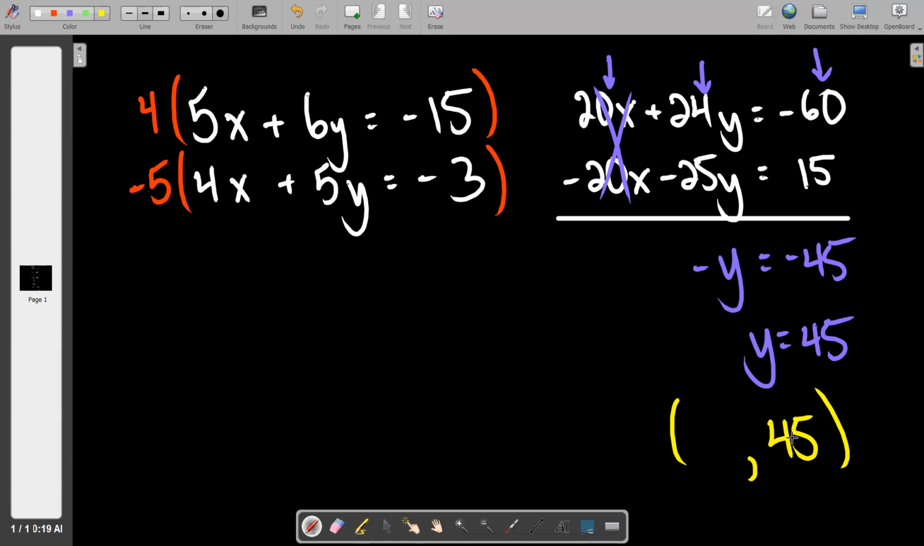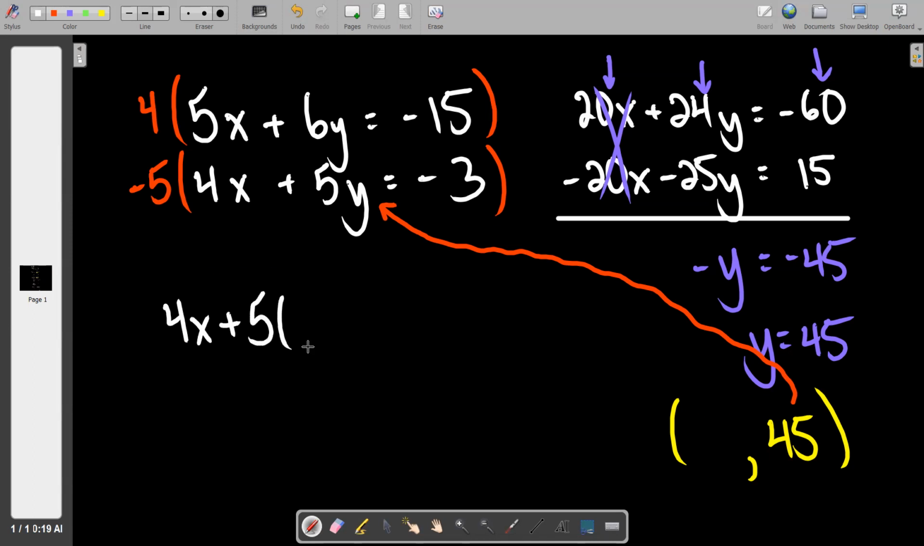You didn't. Let's put 45 back in place of Y. Which equation do you like better? Bottom? That's fine with me. So we're going to put that right there since you guys said bottom. And we're going to go 4x plus 5 times, leave a space, equals -3. And what's going in that space? 45.